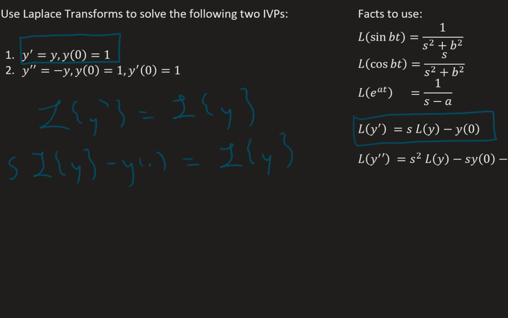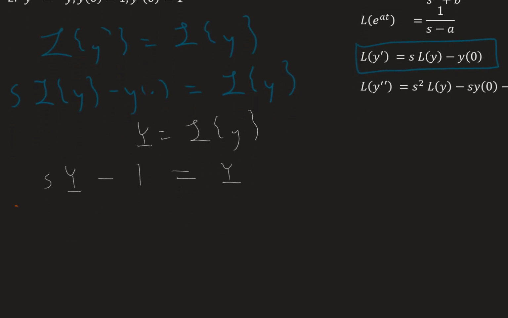And because it gets sort of tedious to write this calligraphic L and the curly brackets everywhere, we're going to set big Y equal to the Laplace of little y, and then rewrite the above expression as s times Y minus our initial condition, which in this case is just 1, equals Y. And we now solve for big Y to obtain big Y equals 1 over s minus 1.